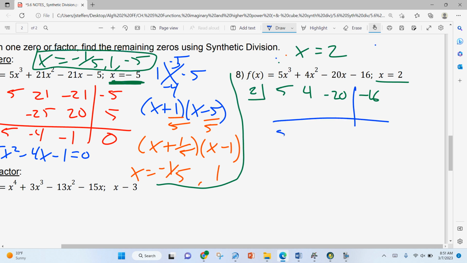So my 5 goes straight down. 2 times 5 is 10. Add those together. 2 times 14 is 28. Add those together. 2 times 8 is 16. Add those together, get 0. Again, with these types of problems, you have to get 0, or else 2 is not a solution.